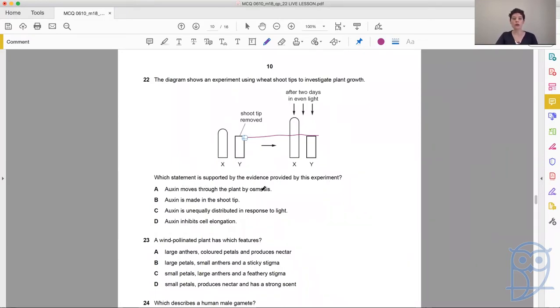Auxin moves through the plant by osmosis. Well, we can't see that here at all. Plus, osmosis, water only.